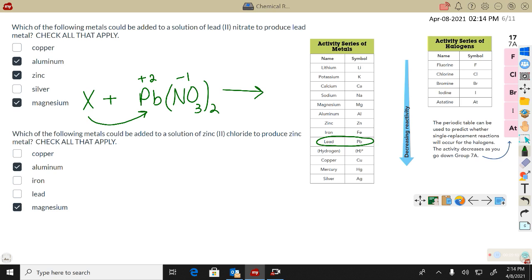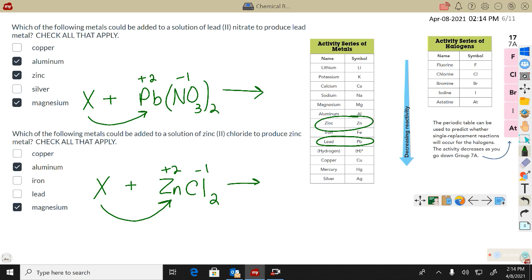Kind of similar with the second option. You've got this unknown metal. We've got 5 to pick from, and it's going to react with zinc chloride. Oh, kind of similar. I need 2 chlorine. So I want to know now which of these is more reactive than zinc. So I find my zinc, more reactive, not copper. That one's less reactive. Not iron, not lead. They're both less reactive than zinc. But this time I could either use aluminum or magnesium.